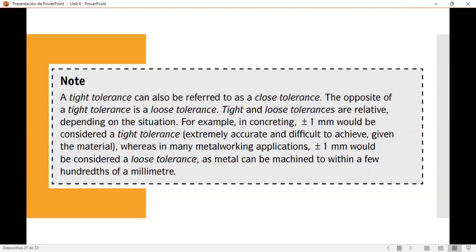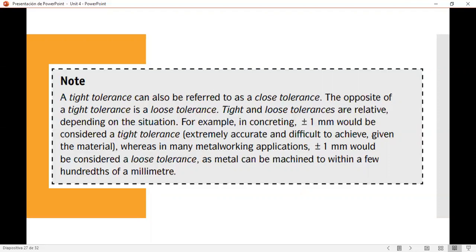That's why it's the same measure, 1 millimeter plus or minus, but it's relative. I mean, in concreting that's a lot, and in metal that's not a lot. So it depends on the material.